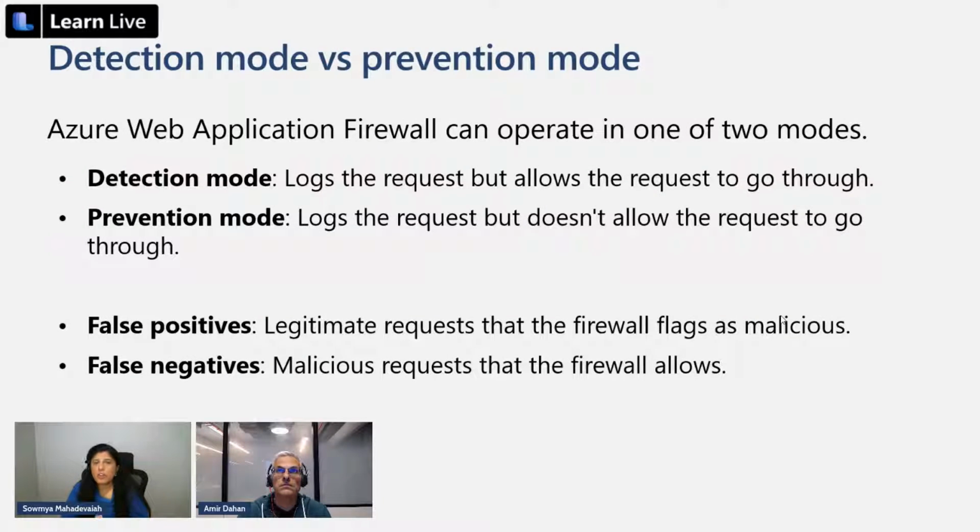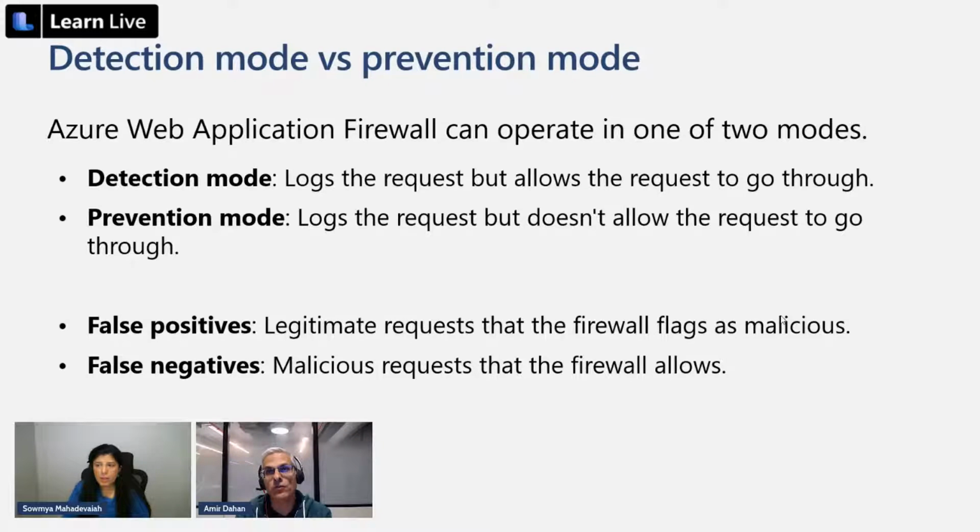Now I want to come to the two modes of operation. So Azure WAF has two modes. The first one is the detection mode. In the detection mode, Azure WAF logs the request but allows the request to go through. Whereas in prevention mode, Azure WAF logs the request but does not allow the request to go through.